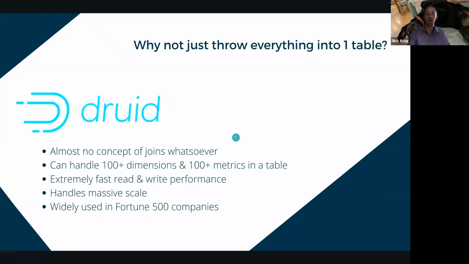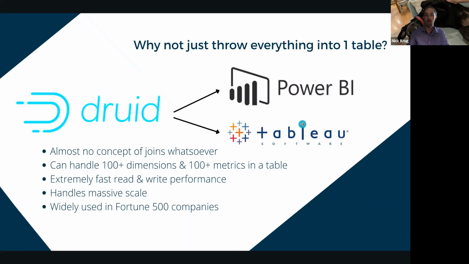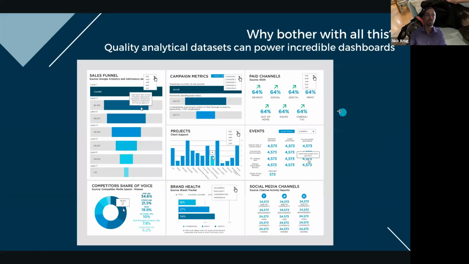But Druid can handle 100 plus dimensions and 100 plus metrics in a single super wide, very flat table with absolutely insane read and write performance. It can handle massive scale, and it's widely used in Fortune 500 companies, including Netflix, Reddit, and Airbnb. And as a result, Druid is often used to power real-time dashboards such as Power BI and Tableau. And really, that's the entire point of getting all of this data into this analytics format, so that we can derive business insights with amazing dashboards like this, which would be incredibly difficult, if not impossible, to get at with a typical OLTP database.